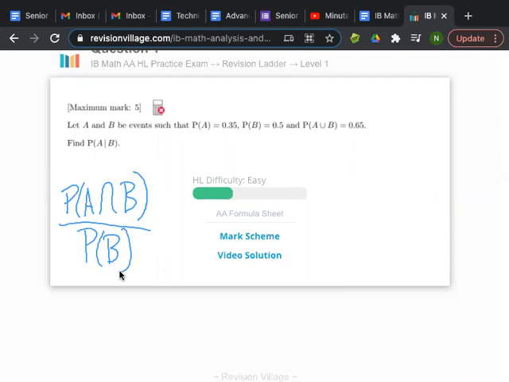Do I have all of these pieces of information? No, we have union. I have union. So I need to find intersect. Which formula relates A, B, union, and intersect? Combined events. Probability of A plus probability of B minus the probability of the intersect is equal to the union.